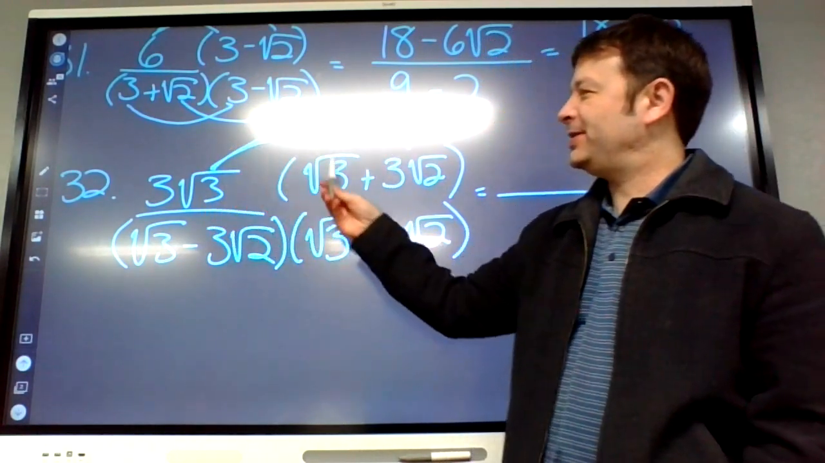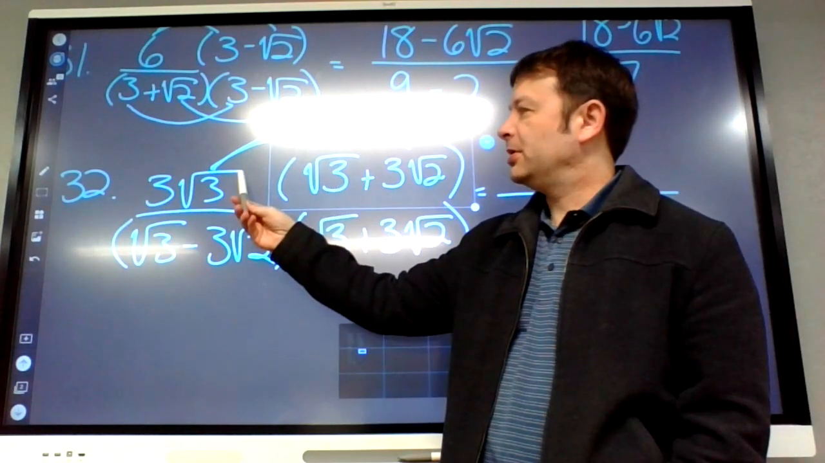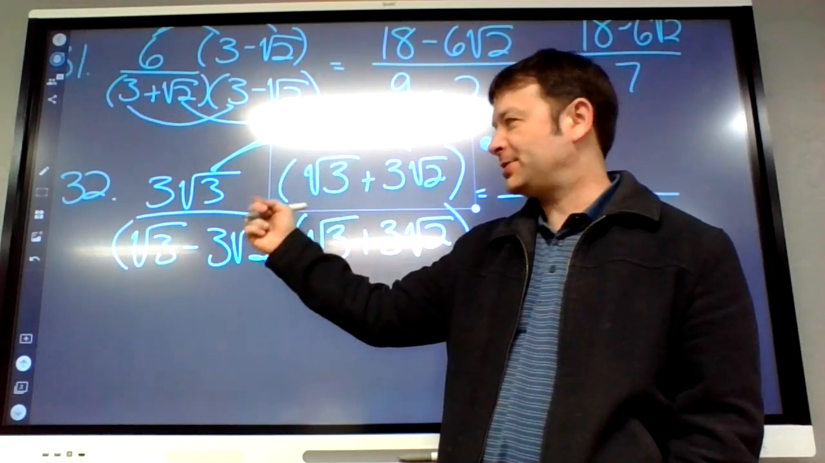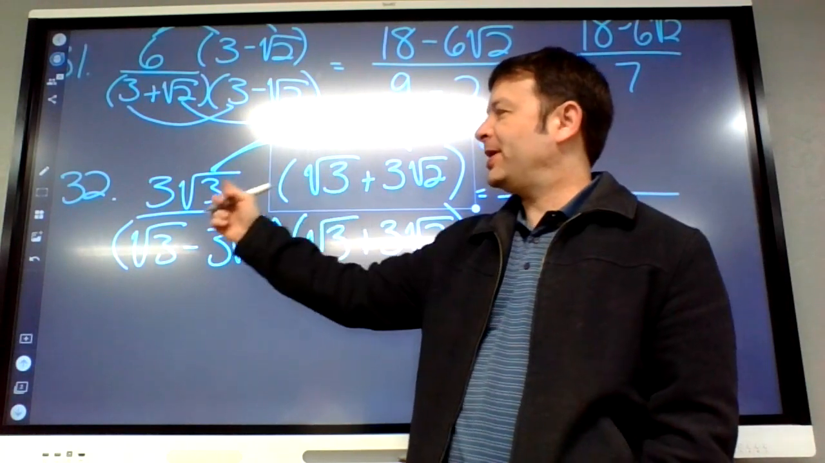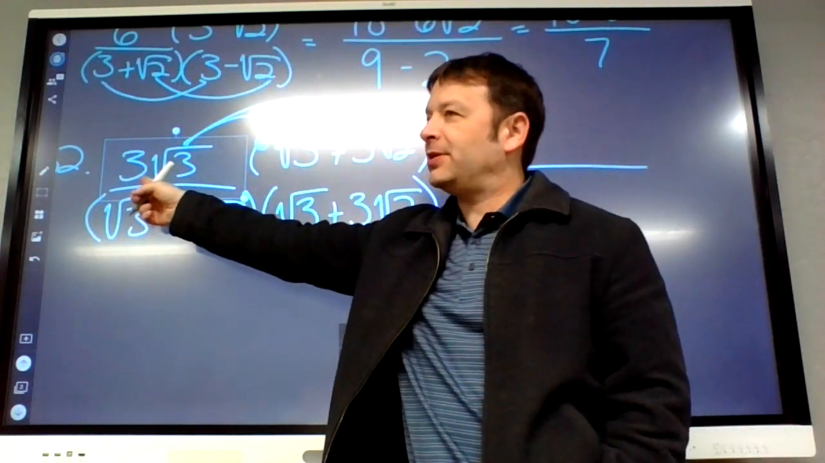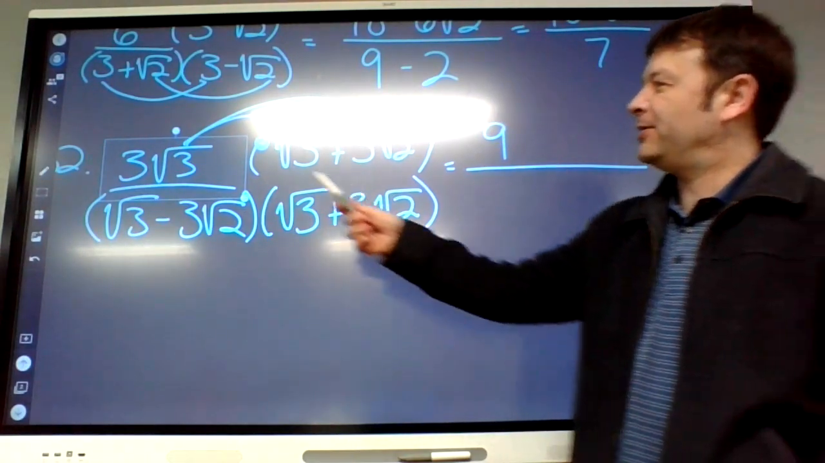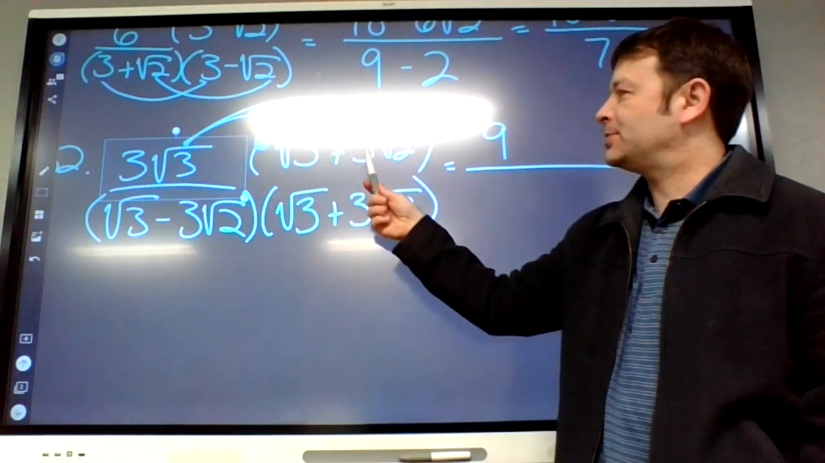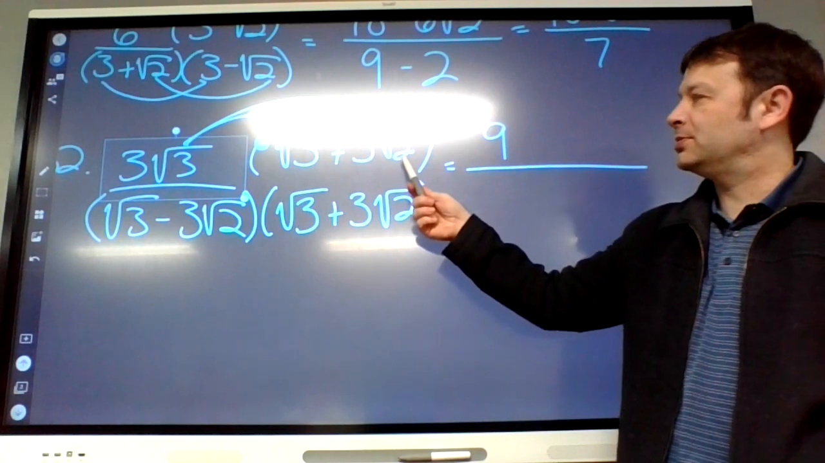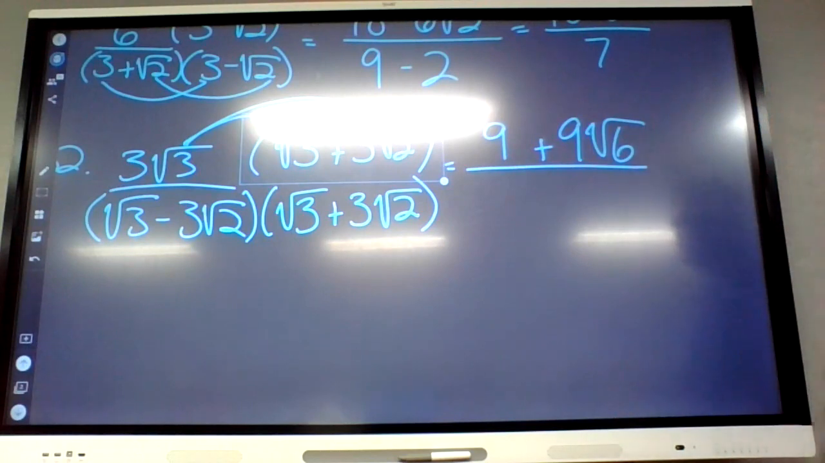What's 3 square root of 3 times square root of 3? Well, what's square root of 3 times square root of 3? Would it be 9? No, it's 3. Square root of 3 times square root of 3 is 3, times the 3 that's already there, it is 9. Okay, and then on the back part, you could do 3 times 3 is 9, and square root of 3 times square root of 2 is square root of 6. So that's all you could do there, 9 square root of 6.